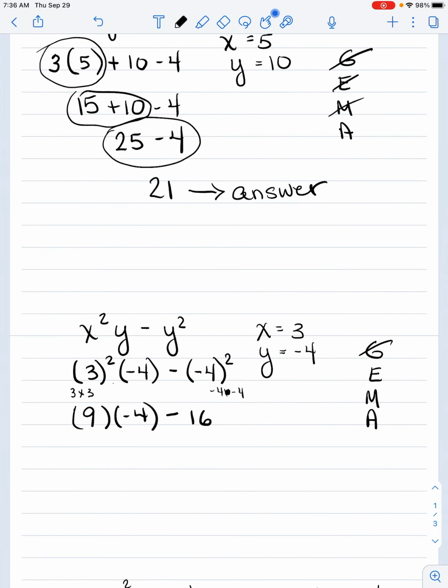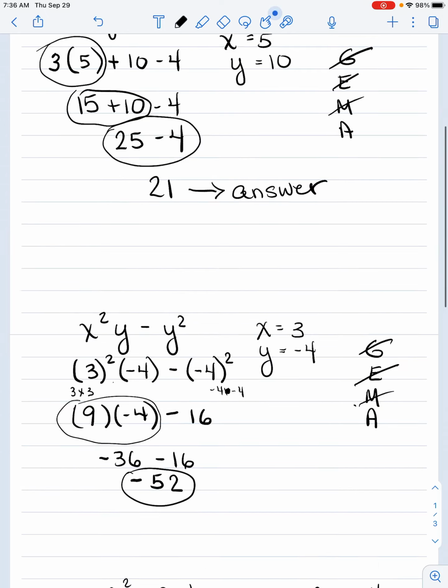Alrighty, so we're done with exponents. Multiplication or division, we have 9 times negative 4, which is negative 36, minus 16. I'm done with multiplication and division. I have two negatives that I'm adding together. That's kind of like saying I have 36 negatives plus 16 negatives. Together I have 52 negatives. How do I write 52 negatives? 52 with the minus sign. Okay, and that's our answer.